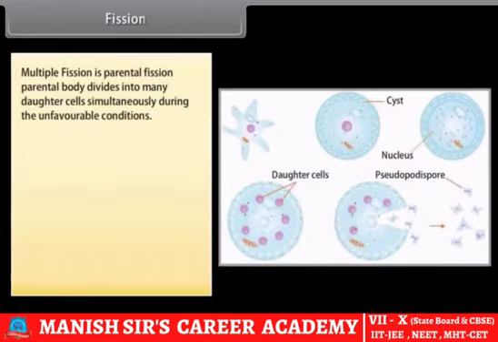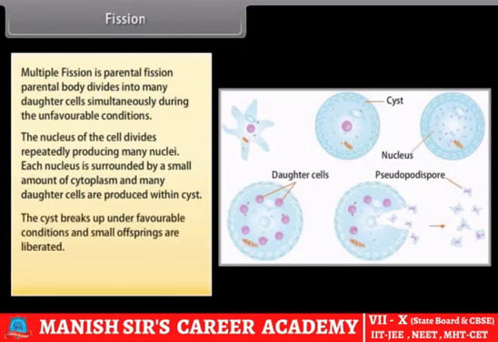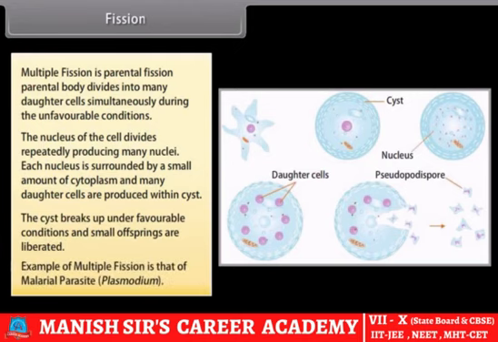Multiple fission is parental fission. The parental body divides into many daughter cells simultaneously during unfavorable conditions. The nucleus of the cell divides repeatedly, producing many nuclei. Each nucleus is surrounded by a small amount of cytoplasm, and many daughter cells are produced within a cyst. The cyst breaks up under favorable conditions, and small offsprings are liberated. An example of multiple fission is that of the malaria parasite Plasmodium.